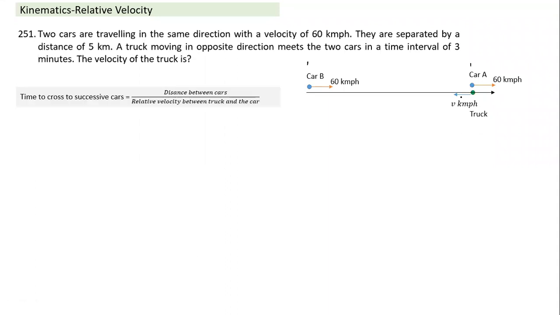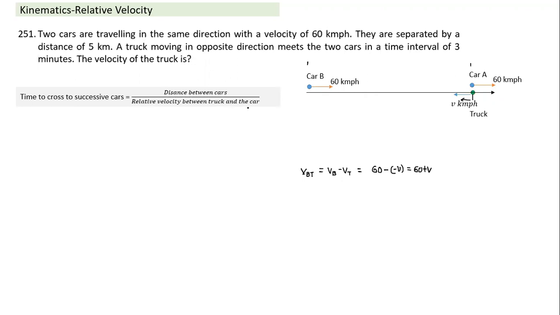So time to cross the successive car: how much time will it take for this car to reach here? See, if I observe from the frame of reference of the truck, if I make the truck the coordinate system here, what will be the velocity of the car? The velocity of car B in the frame of reference of the truck will be equal to VB minus VT. VB is 60, minus the truck velocity, which is minus V. It will be 60 plus V. And this is what we talk about when they move in the opposite direction: it gets added up.